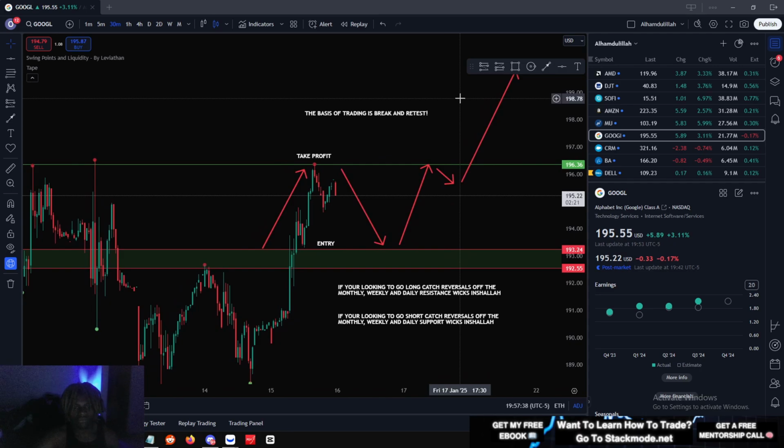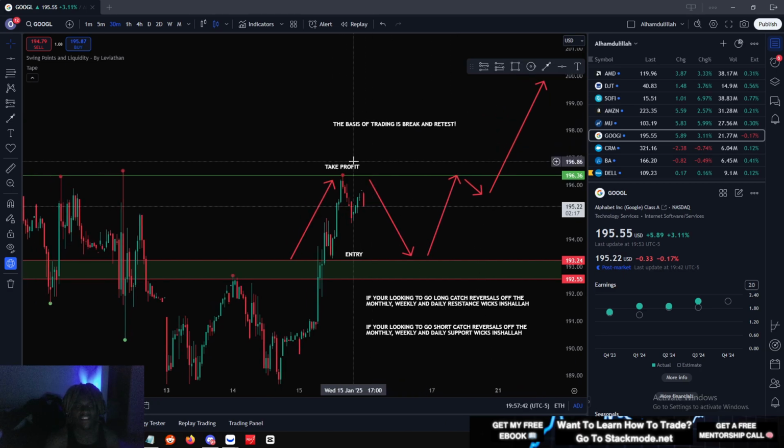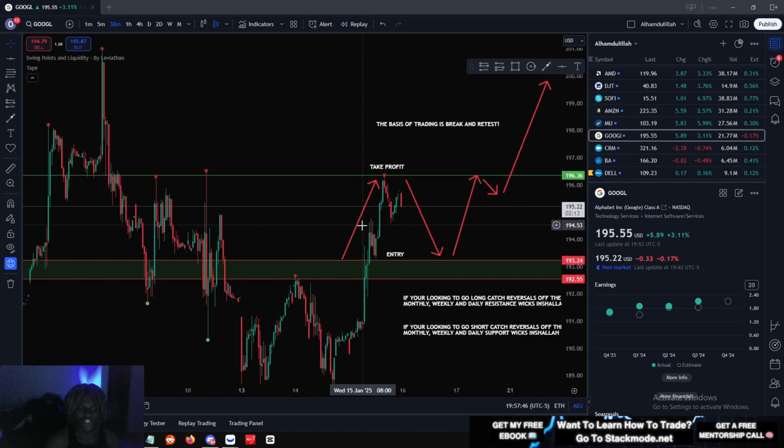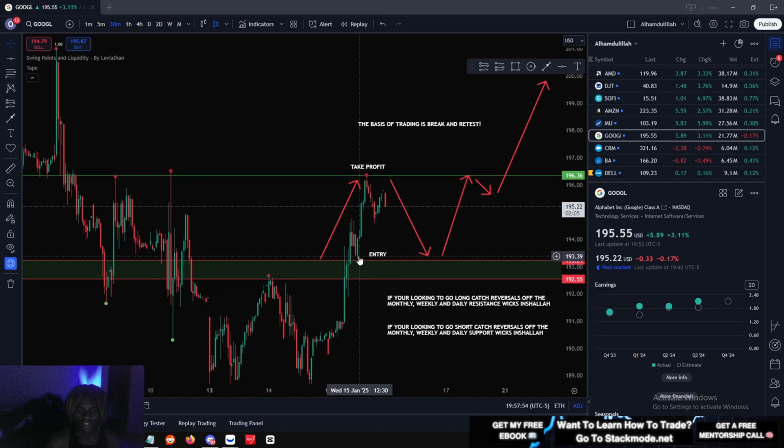So boom, that's going to be how we find our entries. Now you know how to set your take profit. Your take profit is just going to be exactly where we bounced at, where we stopped at before. So if you're looking for a break and retest entry down here and you stopped up here, that's your take profit.